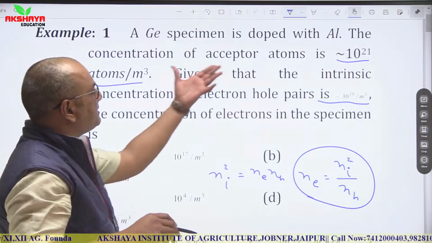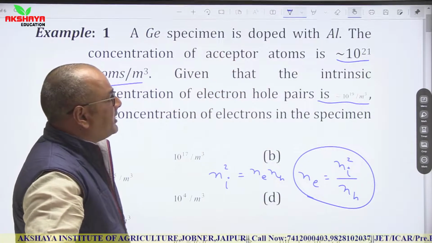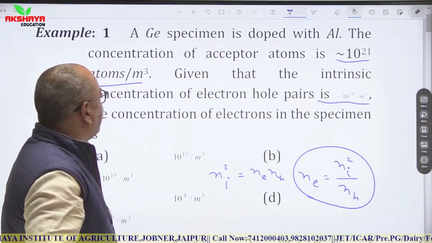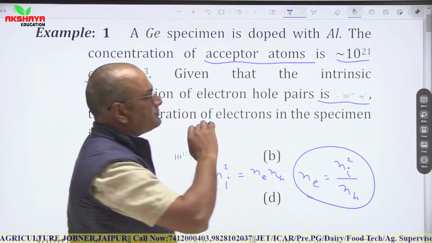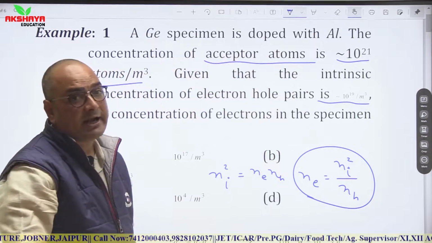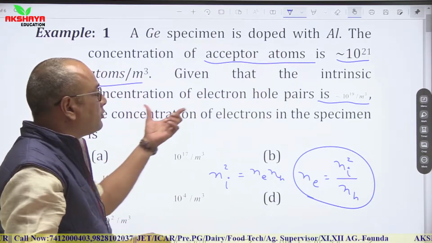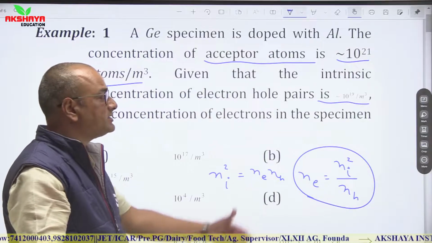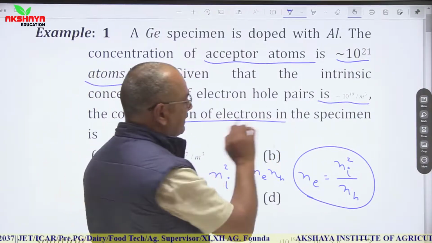In a germanium specimen, germanium is doped with aluminium, and the concentration of acceptor impurity atoms is given as 10 to the power 21 atoms per meter cube. We are given that the intrinsic concentration of electron-hole pairs is 10 to the power 19 per meter cube, and we must calculate the concentration of electrons.